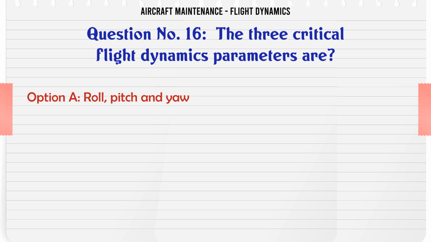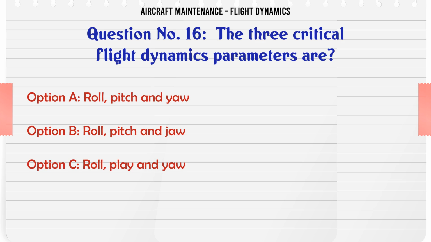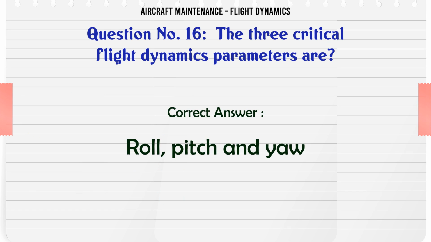The three critical flight dynamics parameters are A. Roll, pitch and yaw. B. Roll, pitch and jaw. C. Roll, play and yaw. D. Roll, play and jaw. The correct answer is roll, pitch and yaw.